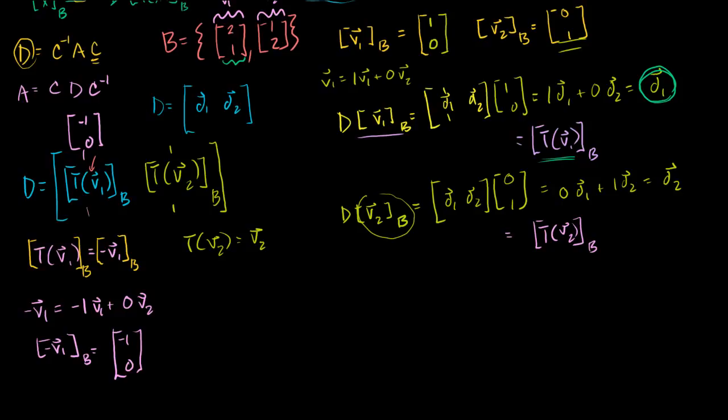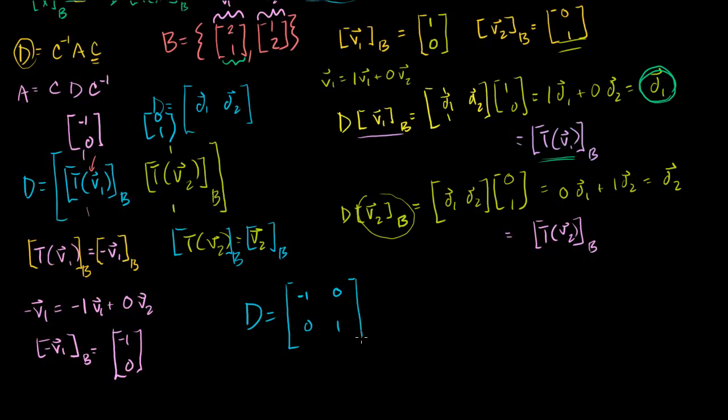It was very easy. So what about this guy if I wanted to represent this guy in B coordinates? Well, v2 in B coordinates, we already figured out, is 0, 1. So this is just going to be 0, 1. So now we have our transformation matrix D with respect to basis B. It is equal to the transformation of our first basis vector with respect to the B coordinates, which is -1, 0. And then the second column is the transformation of our second basis vector with respect to B coordinates. So it's 0, 1, or the B coordinate representation of the transformation of our second basis vector.